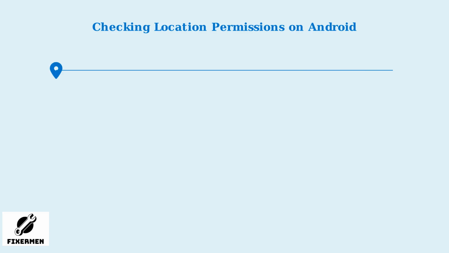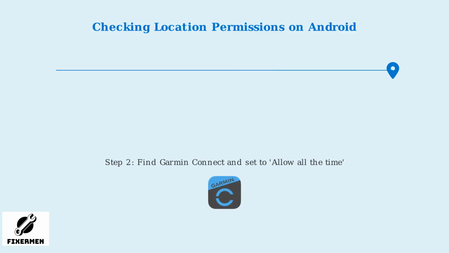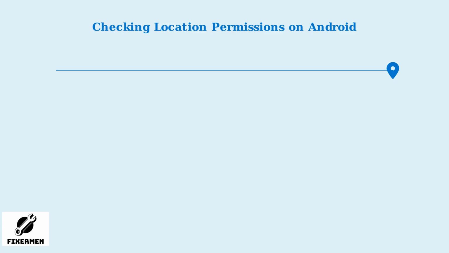On Android devices, checking location permissions for Garmin Connect is straightforward. First, open your Settings app and navigate to Location, then App Permissions. Find the Garmin Connect app in the list and ensure location access is set to allow all the time for continuous tracking. This setting allows the app to access your location even when not actively using it.